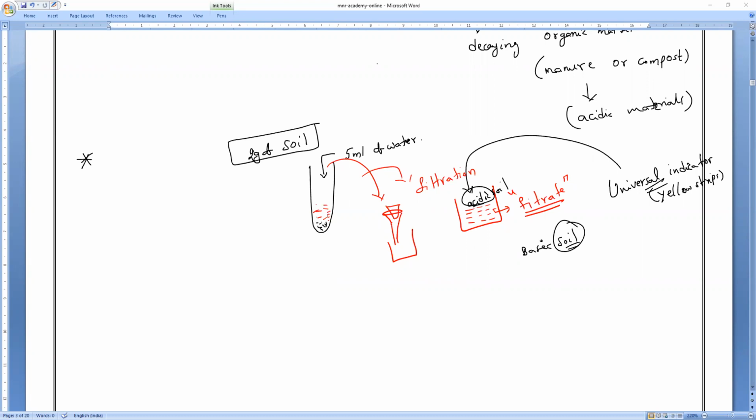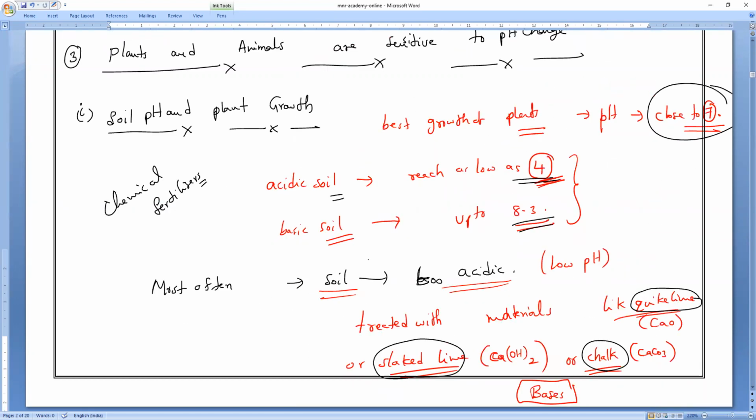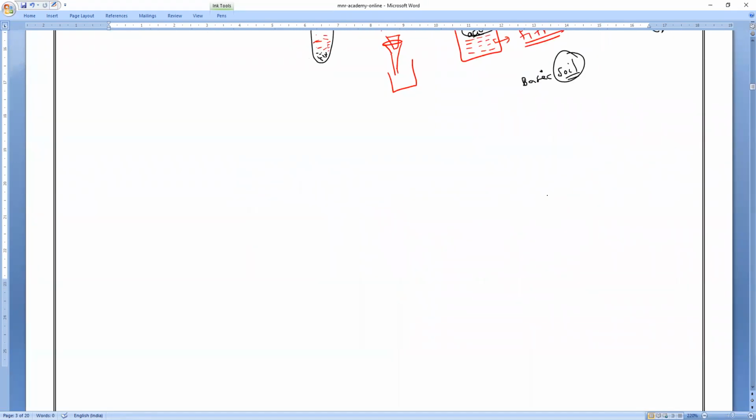Now let us take this is about the plants. If the soil is too acidic, plants won't grow. If the soil is too basic, they won't grow. So the pH value must be closer to what, guys? The pH value must be close to 7. That is what you have to remember.